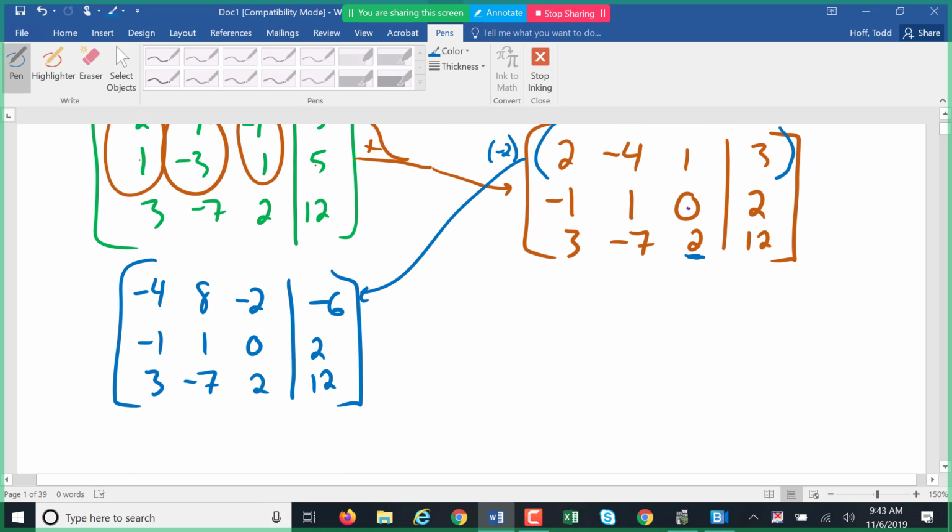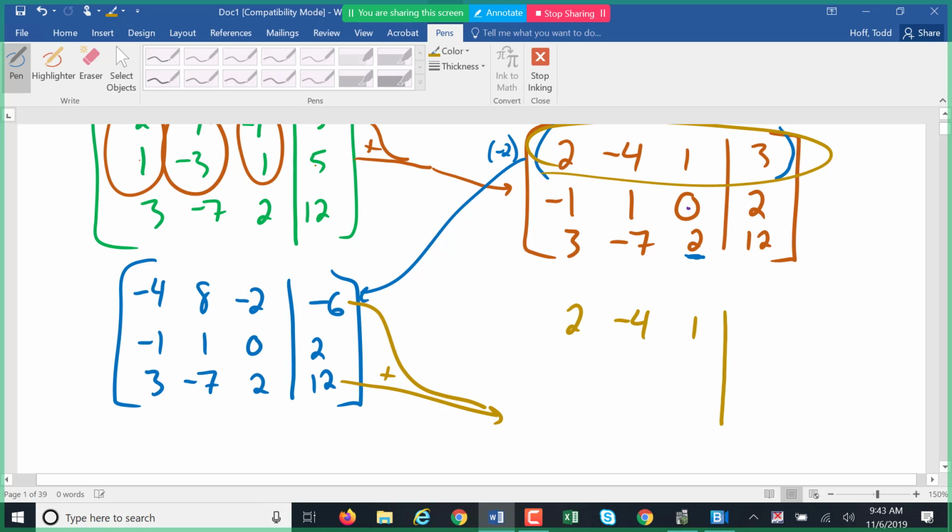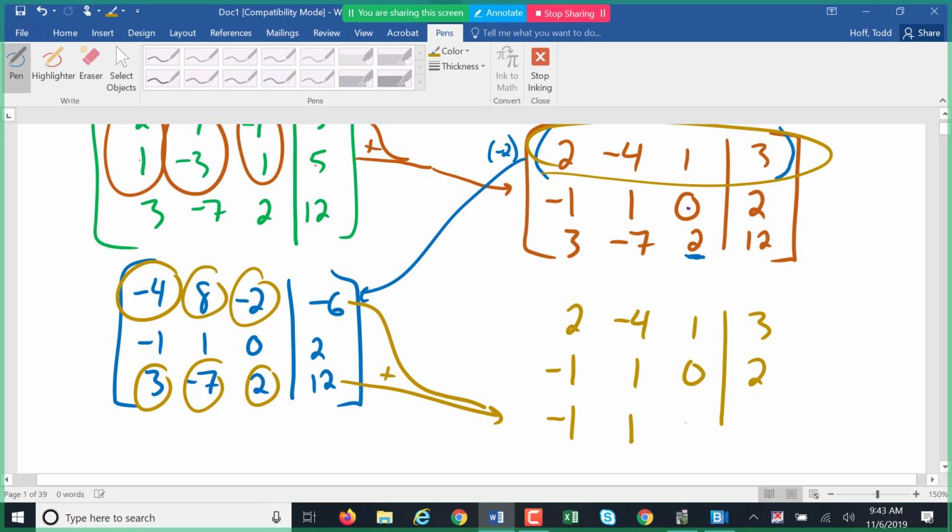So I'm going to combine this new first row and the bottom row. I'm going to replace the bottom row with it. So for the top row, I'm going to go back to what I had before I multiplied it: the 2, -4, 1, and 3. The middle row I'm not touching. The bottom row is going to become: I have -4 and 3 makes -1. I have 8 and -7 makes 1. -2 and 2 makes 0. And -6 and 12 makes 6.